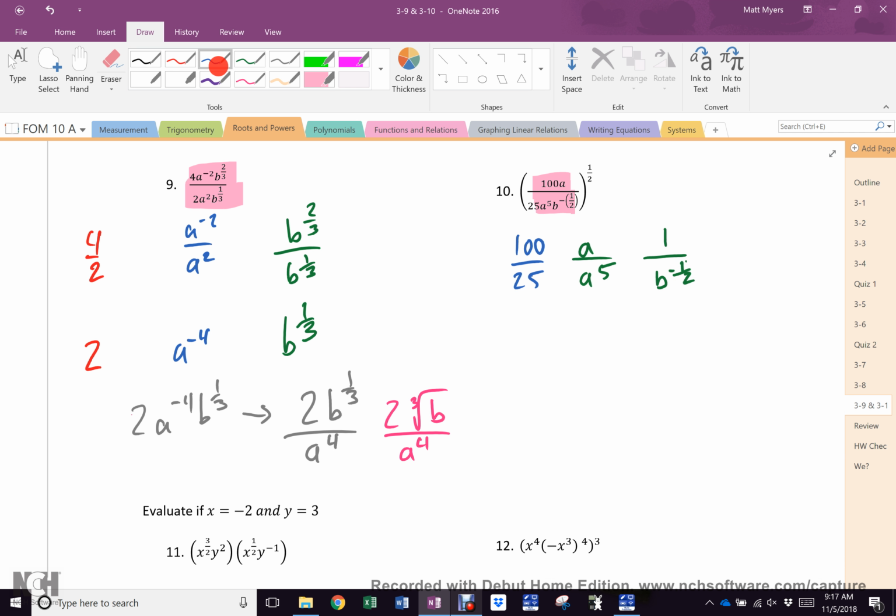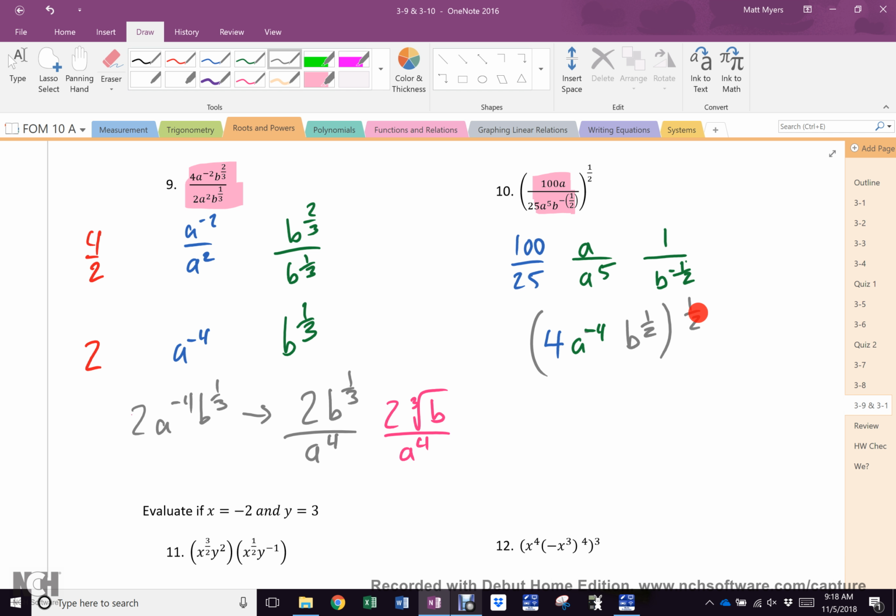What was 100 divided by 25? 4. What is a divided by a to the fifth? A to the negative 4, right? That should have been green. And negative 1/2 down here, where should it have gone? It's already on the bottom. So where should it have gone? To the top, b to the positive 1/2. Then she said to herself, all of that is to the 1/2. Right, Maddie?